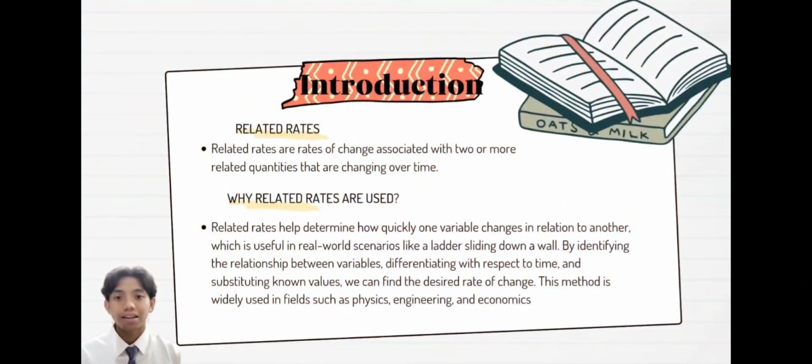Today our group will be presenting the MAT183 project about the application of differentiation: related rates. What are related rates? Related rates are rates of change associated with two or more related quantities that are changing over time. Why are related rates used? Related rates help determine how quickly one variable changes in relation to another, which is useful in real-world scenarios, like a ladder sliding down a wall. By identifying the relationships between variables, differentiating with respect to time, and substituting known values, we can find the desired rate of change. This method is widely used in fields such as physics, engineering, and economics.